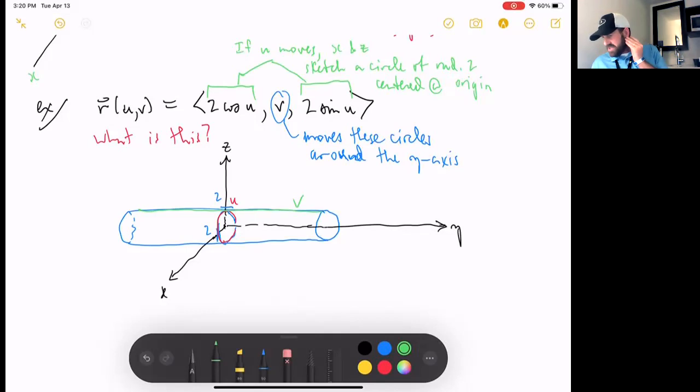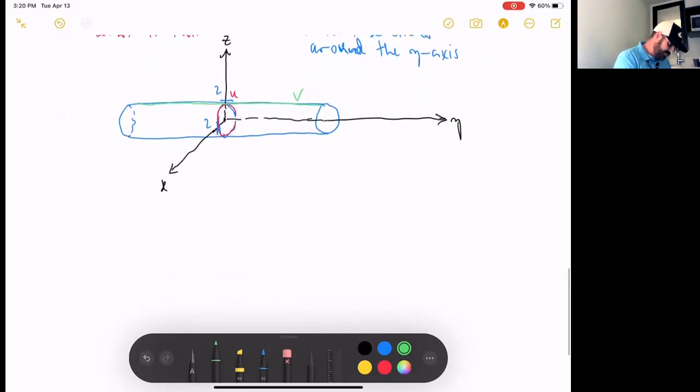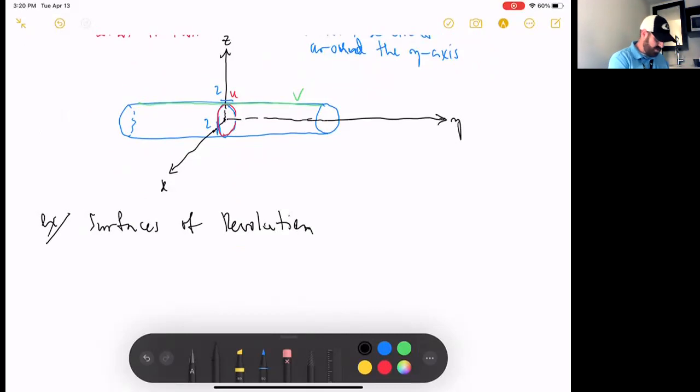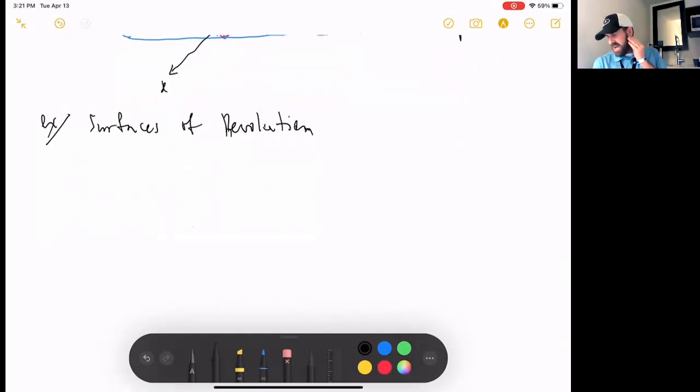Let's think about one or two other things. So what about a surface of revolution? You probably remember doing surfaces of revolution. Remember, we would revolve around the X or the Y axis in Calc 2. We would compute the volume of the resulting solids when we would do that. Well, not solids, but the volume of the solid itself, if we filled in the inside of those things.